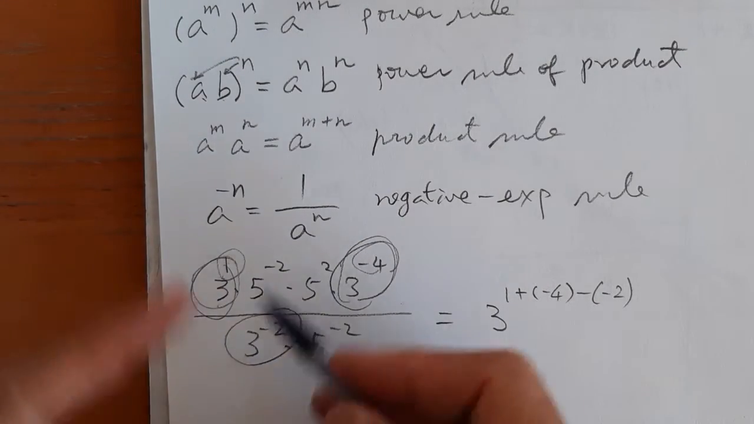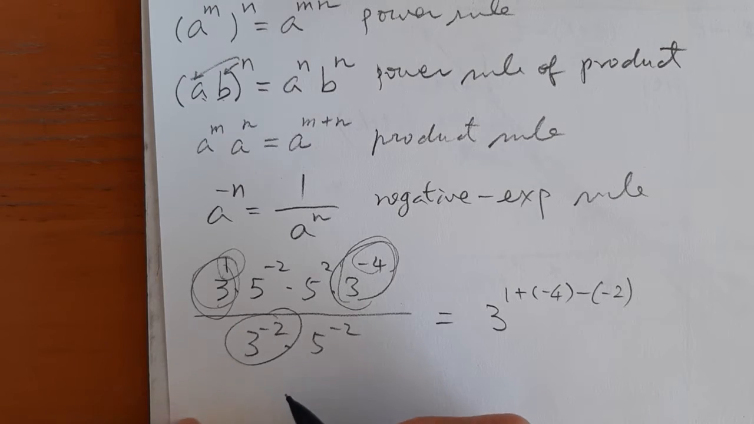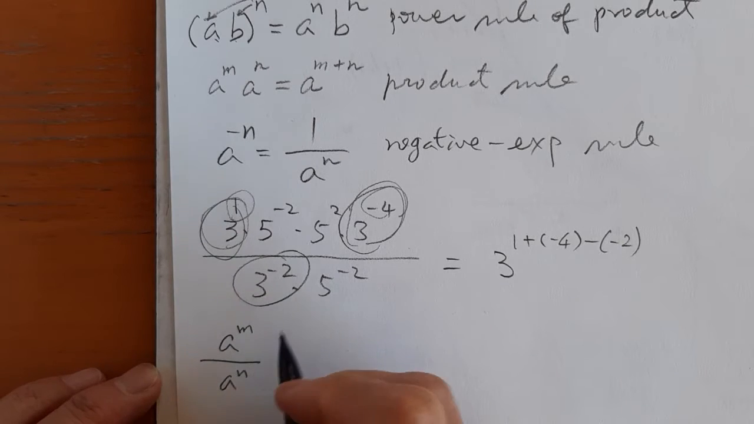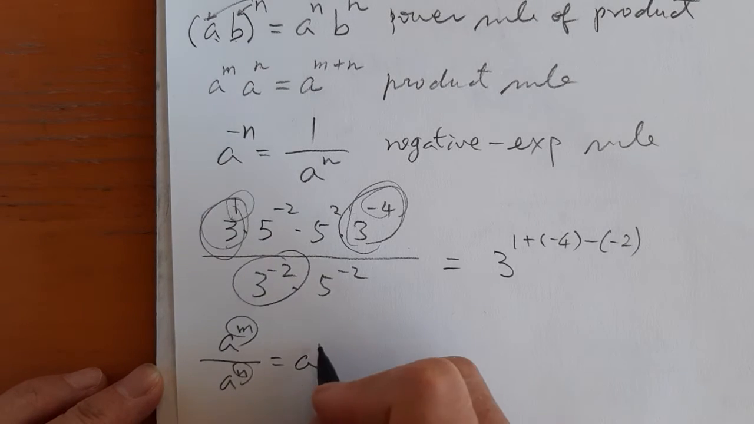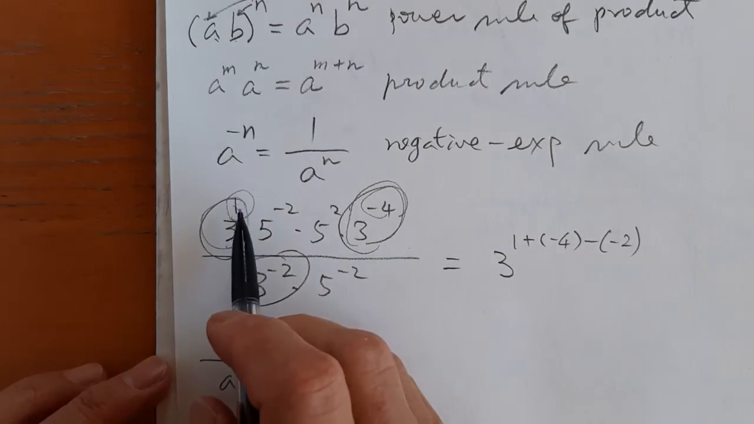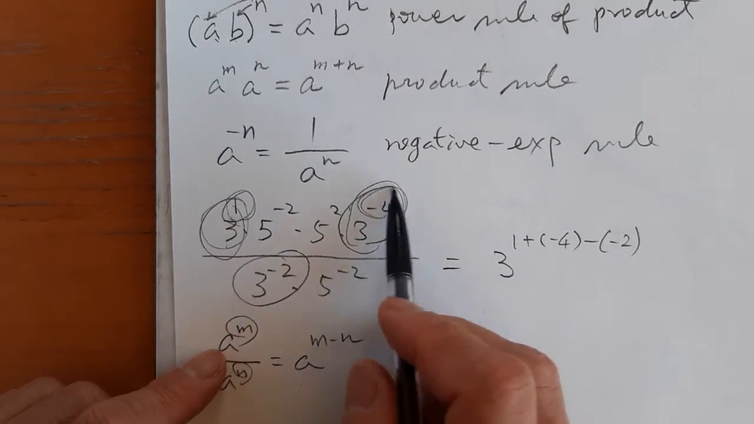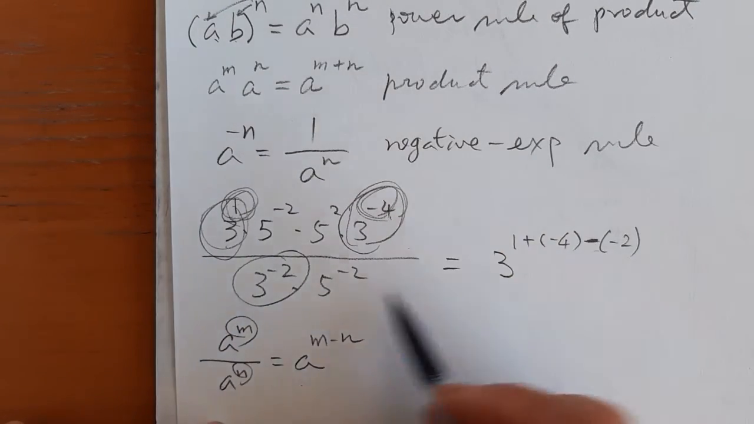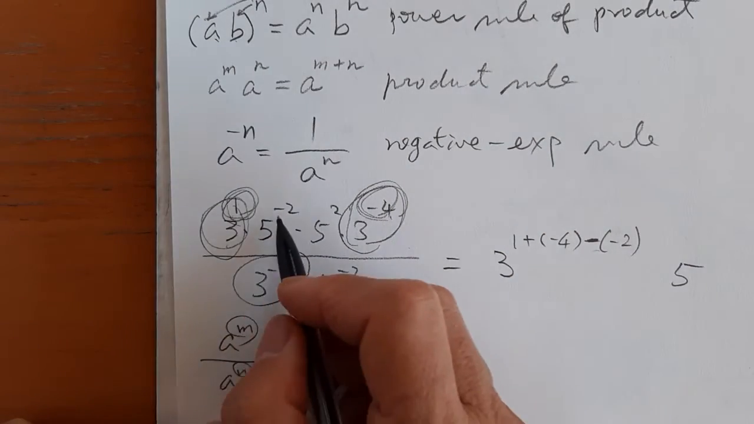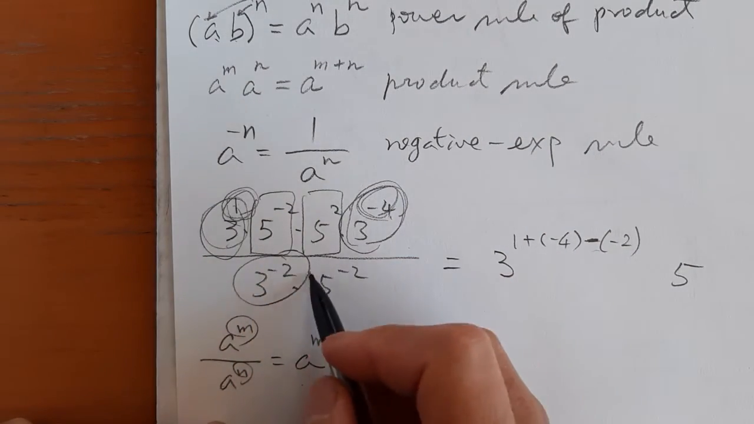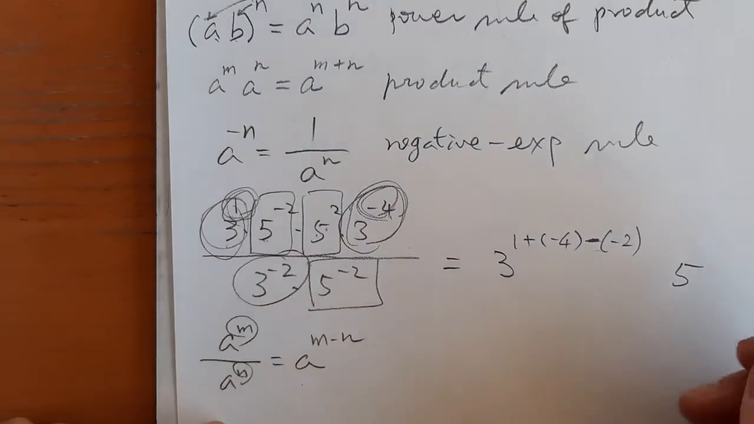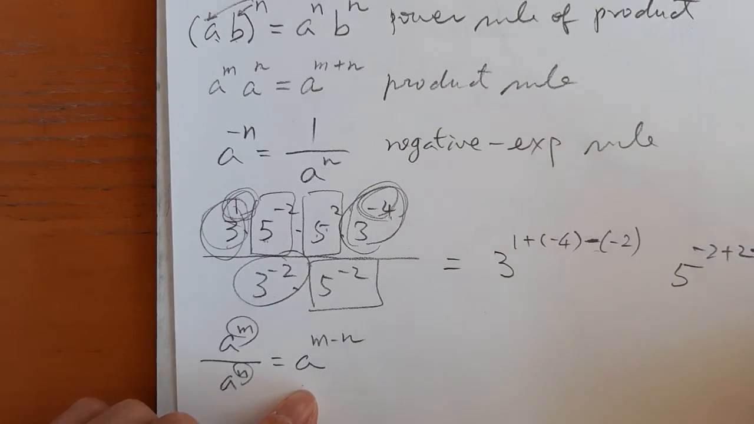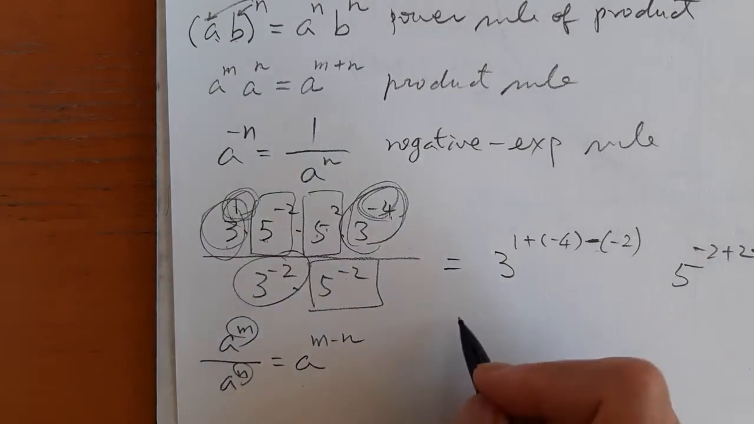And divide, use the quotient rule. Quotient rule is a to the power m over a to the power n equals a to the power m minus n. Subtract exponents. So divide, product, you add exponents. Divide, you subtract, minus negative 2. And the same base, this same base is 5. Product, you add exponents. Divide, you subtract exponents. Subtract negative 2. And simplify it.